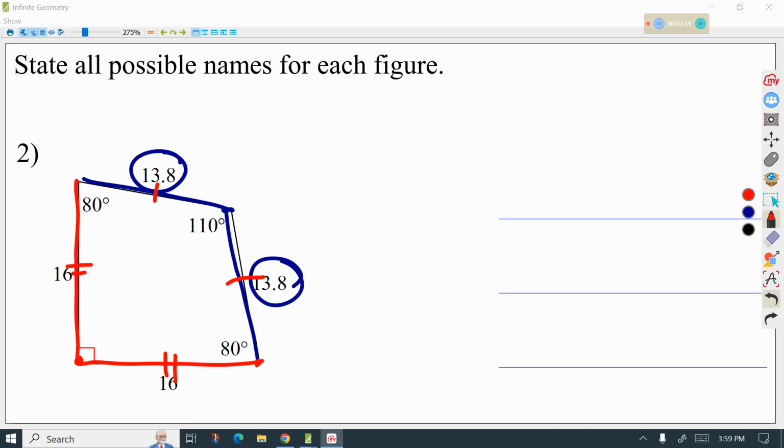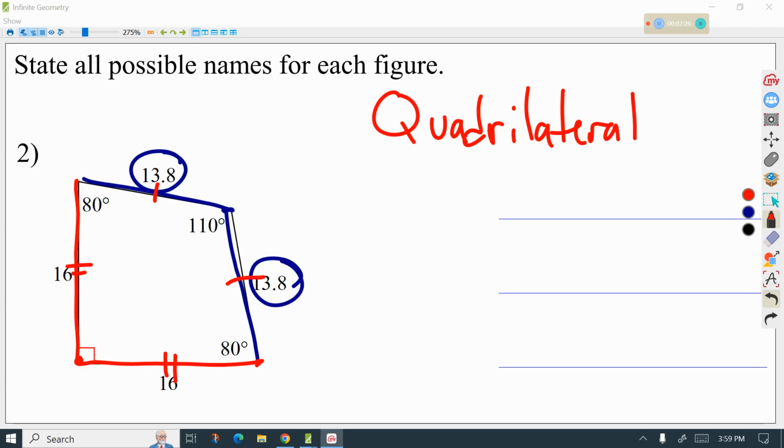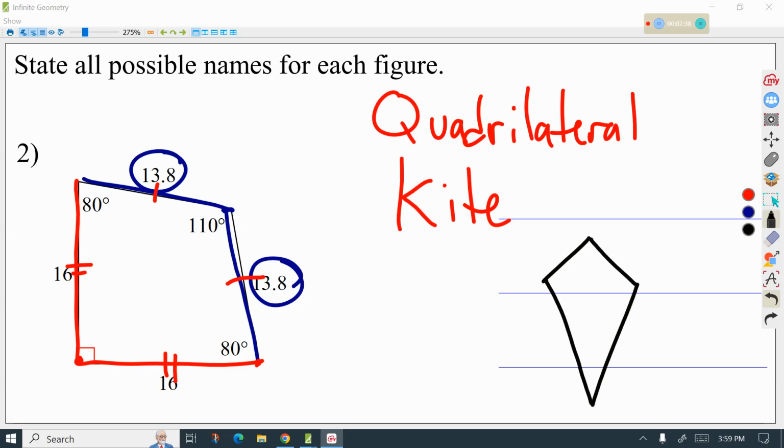So not only is this a quadrilateral, but because it has 2 pairs of sides that are congruent and also adjacent, we call this a kite. Now we had a lot of students having trouble seeing this one, and I think it's natural because we think of a kite as kind of looking like this every time. But it doesn't have to really have that proportion. As long as this side equals that one, and this one equals this one, it's a kite. So for number 2, we should have kite.